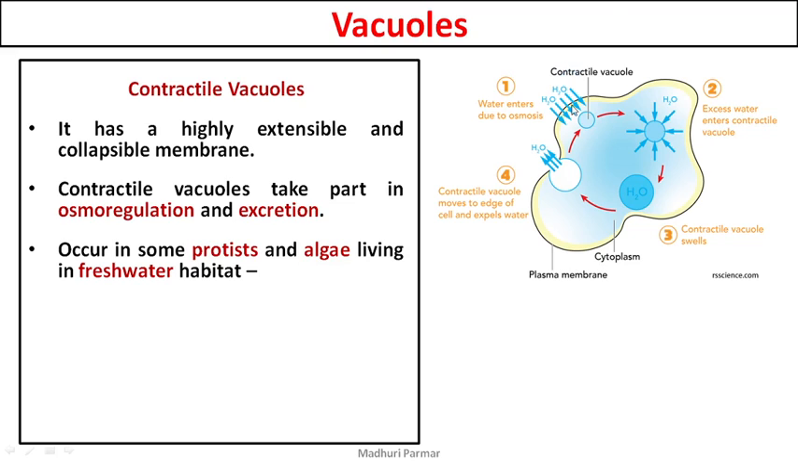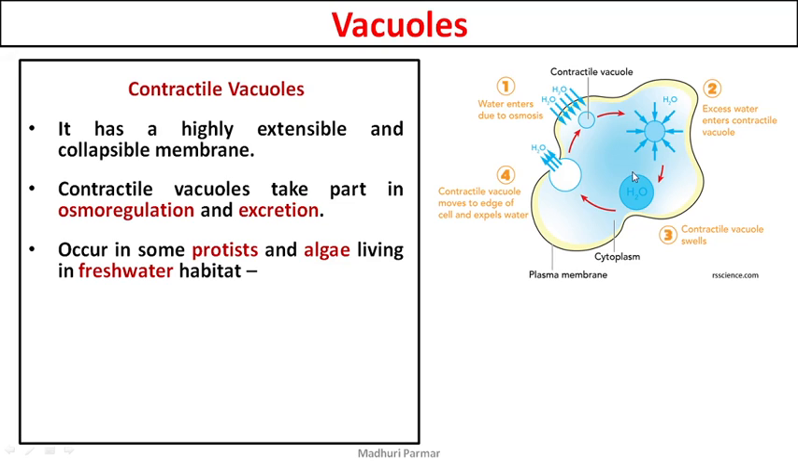What happens is that water keeps entering, and the excess water coming from outside is concentrated within the contractile vacuole. As more and more water keeps entering, the contractile vacuole becomes larger and larger in size. It swells. Now this vacuole will move towards the plasma membrane and do exocytosis. When exocytosis happens, whatever water was present inside will be thrown out.